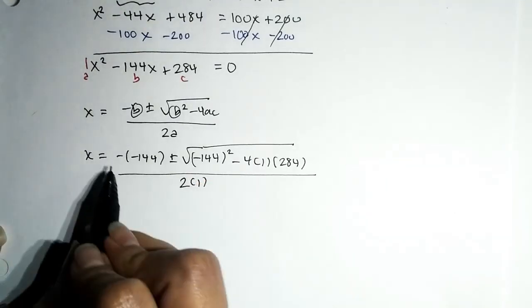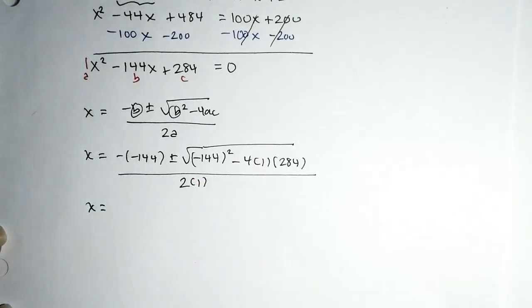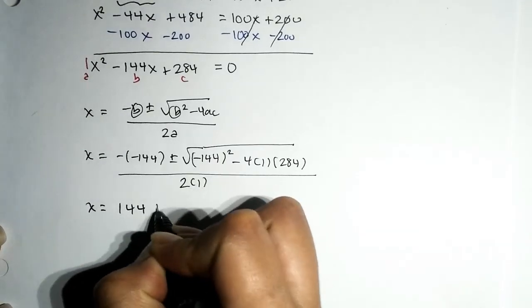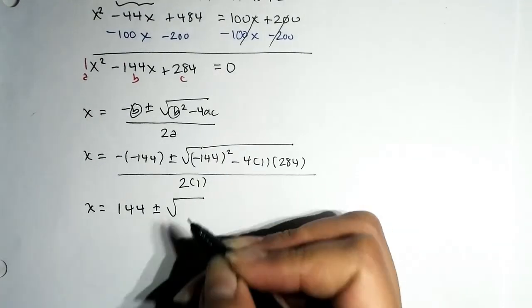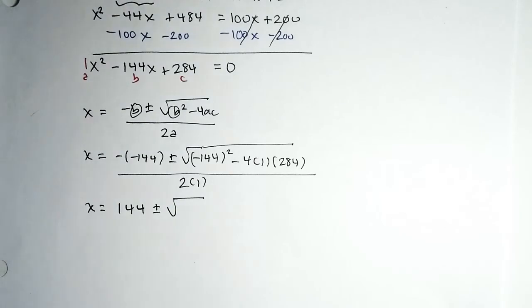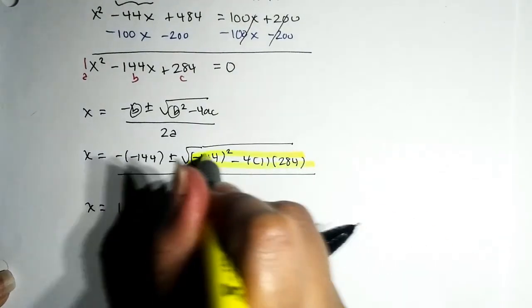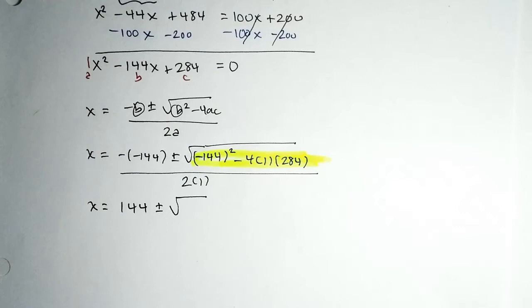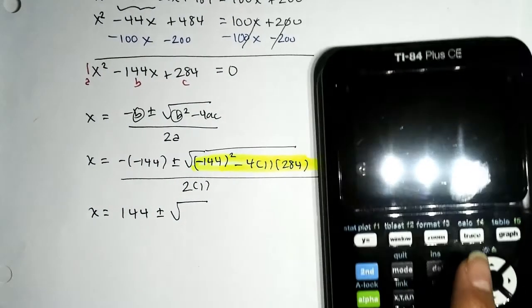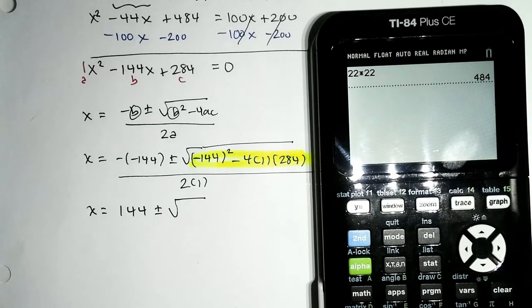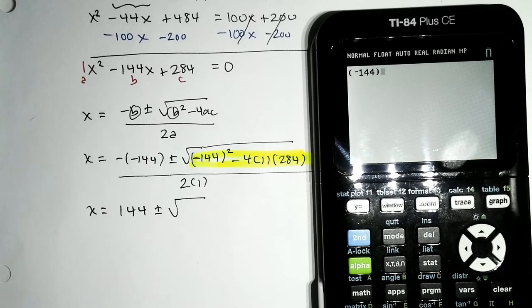So the opposite of negative 144 is a positive 144. And then we're going to add or subtract the square root of whatever that radicand simplifies to. I highlighted it right there. So we have negative 144 squared. Let me see if you can see that. Okay, I think you can. So we have negative 144 squared, minus 4 times 1, times 284. I didn't need the 1, but I put it in there.